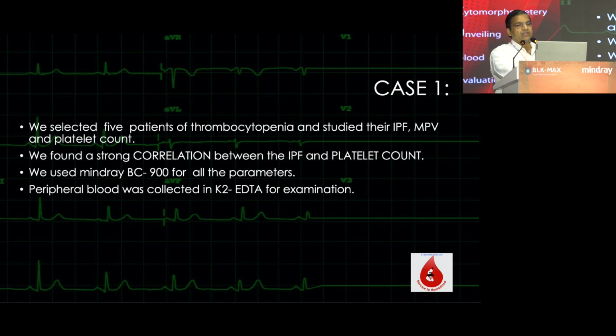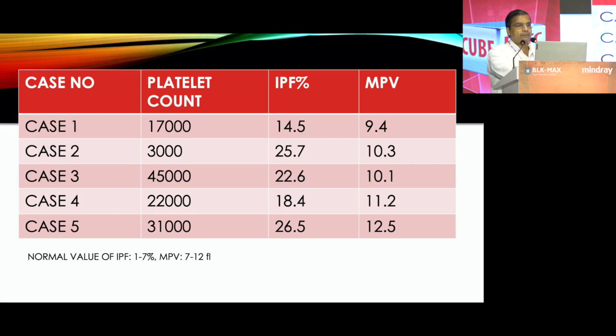So we selected 5 random cases of thrombocytopenia, and studied their IPF, MPV, and platelet count. We found a good correlation between the IPF and platelet count. We did our study on the BC 900 and collected sample in K2 EDTA. We can see that here in all the 5 cases, the platelet count is decreasing and the IPF is increased. So we could surely tell the patient that you don't need a platelet transfusion right now. You can wait till tomorrow or so.